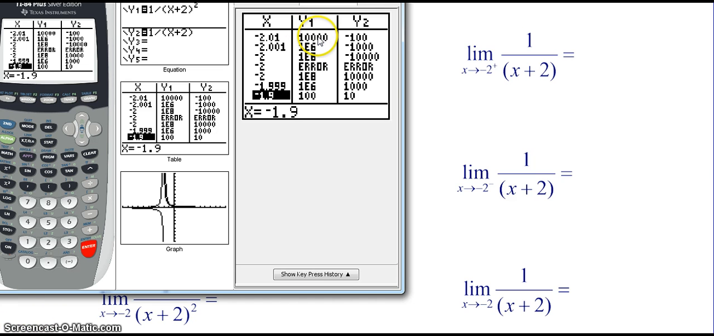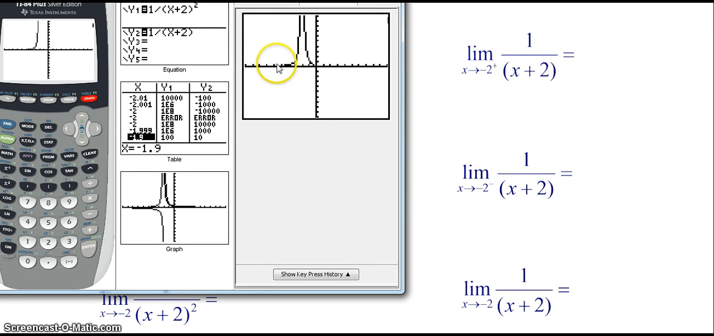Alright, so let's look at y1 first. So notice that as the values are getting closer to negative 2 from the left, the numbers are getting very, very, very large. So we can think about what's happening there. If we actually look at the graph, we can see that it's going up very quickly. So this right here is the first graph.